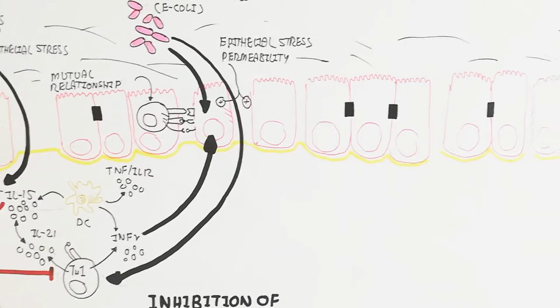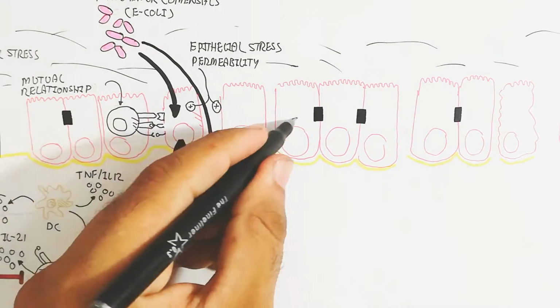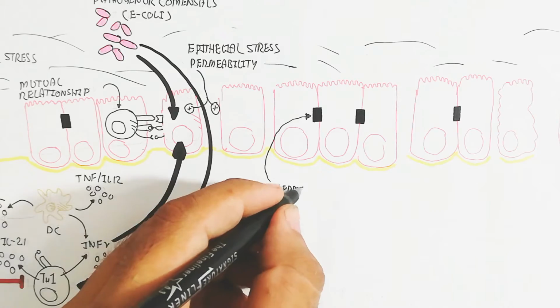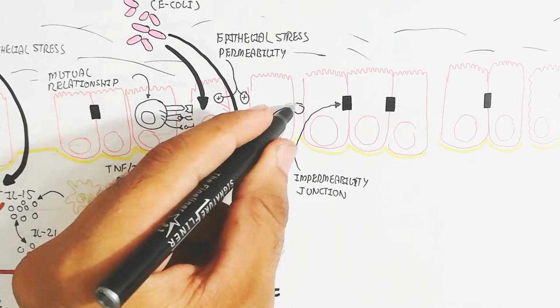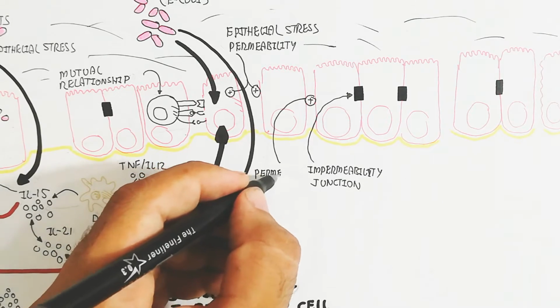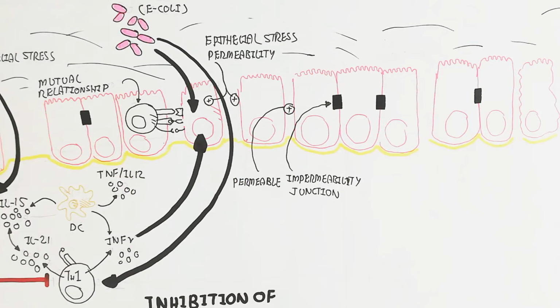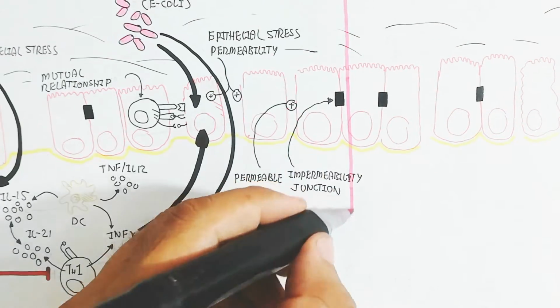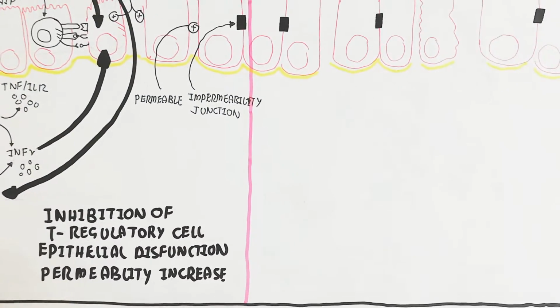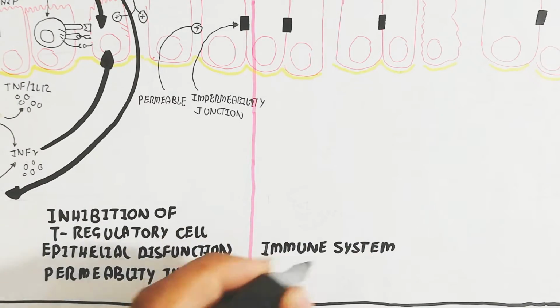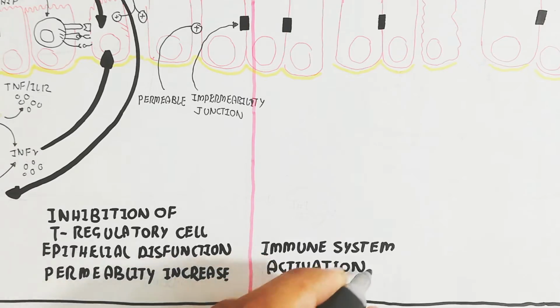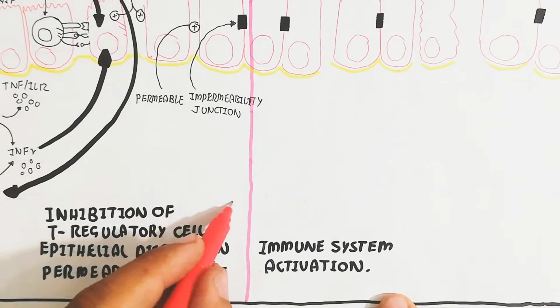So the permeability will increase and the tight junctions will separate, as you can understand. This is the inhibition of the T regulatory cell. When the T regulatory cell is inhibited, the T helper 1 cell will be activated, because the T regulatory cell is responsible for the inhibition of the T helper 1 cell. In this way, there is dysfunction and permeability will increase.